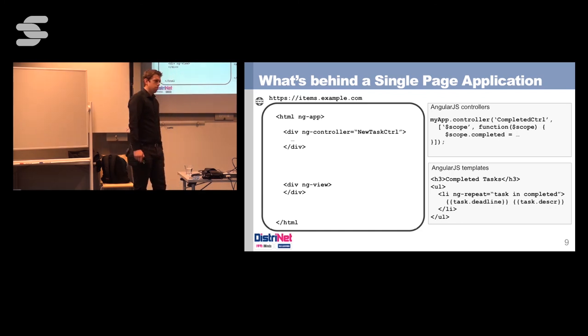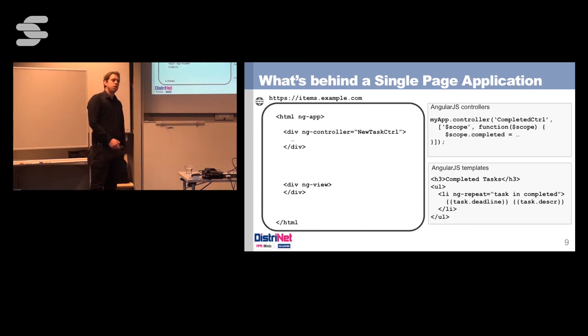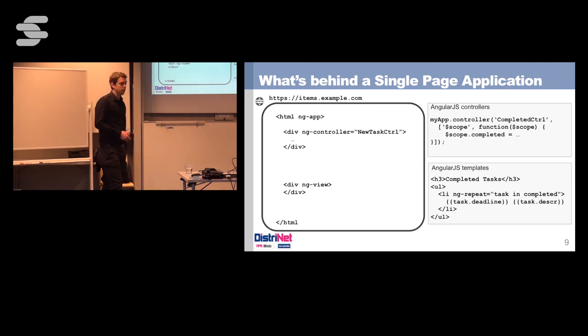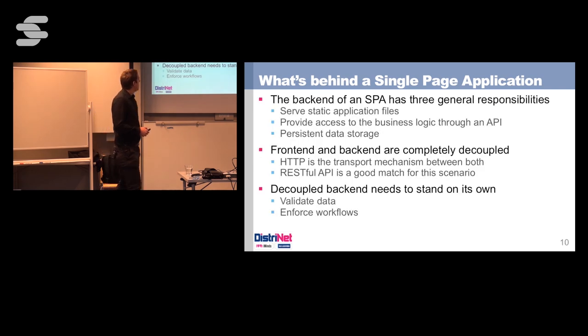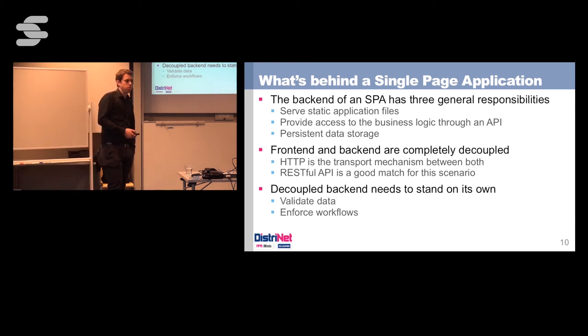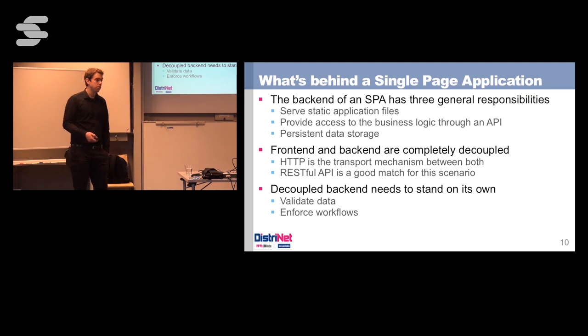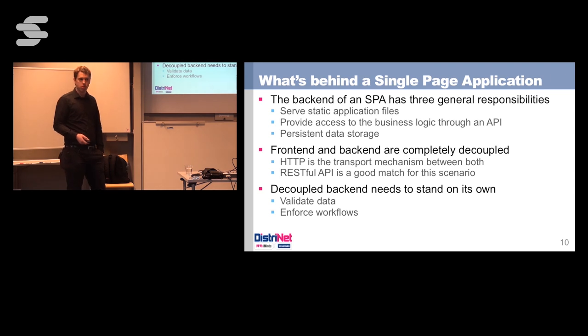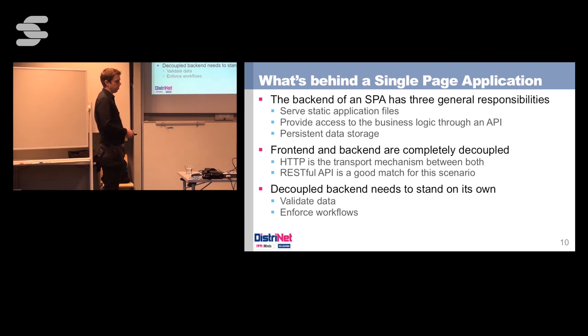So that covers a bit of the technology we have in the browser. Of course, we also need a backend. And while you may be able to use a traditional backend, one of the advantages of single page applications is that you can use a lightweight and flexible backend. The responsibilities here are threefold. First of all, you need to serve static files. Your browser application still is HTML and JavaScript and CSS and whatever. So you need to be able to serve them somehow and provide them to the browser so it can start the application and start executing it.